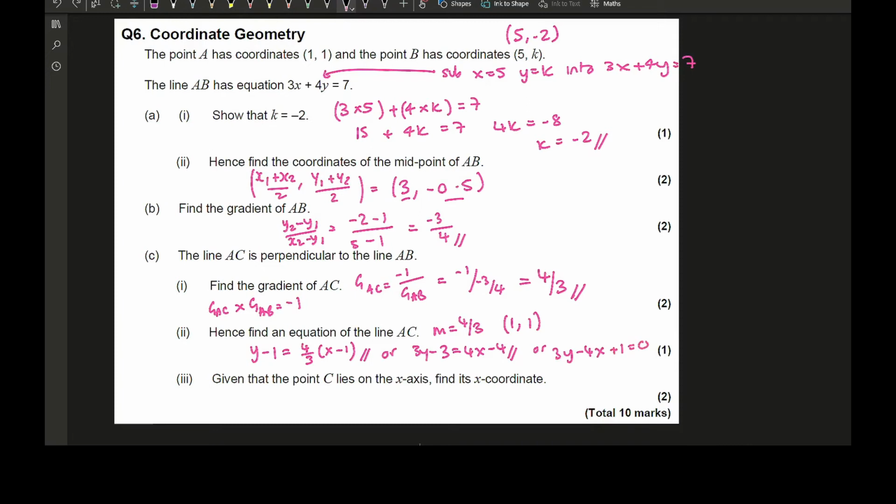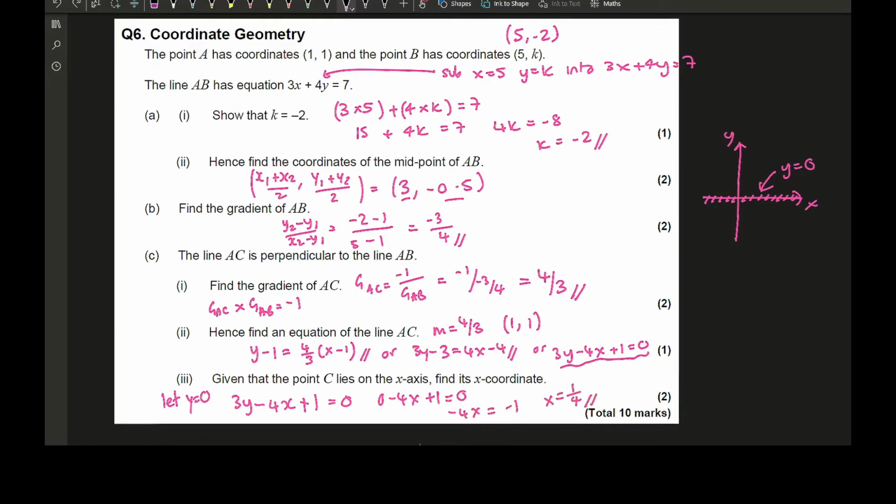Now the next question says, given that C lies on the x-axis, find the x-ordinate. So when something lies on the x-axis, it means that y is going to equal 0. So if it lies on the x-axis, y equals 0. So what I need to do is let y equal 0 and substitute it into this equation. So I've got 3y minus 4x plus 1 equals 0. So if y equals 0, I'm going to have 0 minus 4x plus 1 equals 0. Rearranging this, I get minus 4x equals minus 1. So x equals 1/4, and there is my final answer.